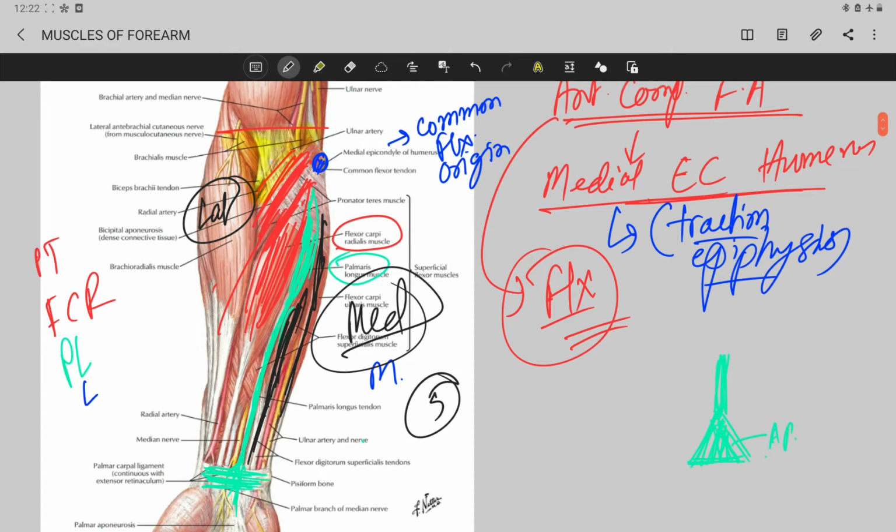Just appreciate this diagram. Look at this diagram. One second. I am repeating. First I am erasing everything and then I am repeating everything. One second.